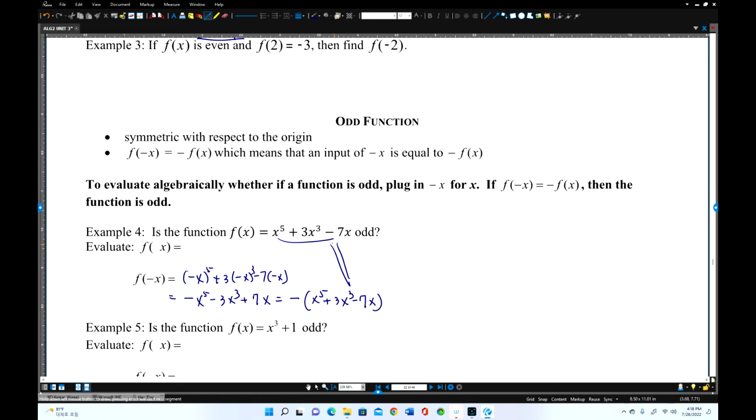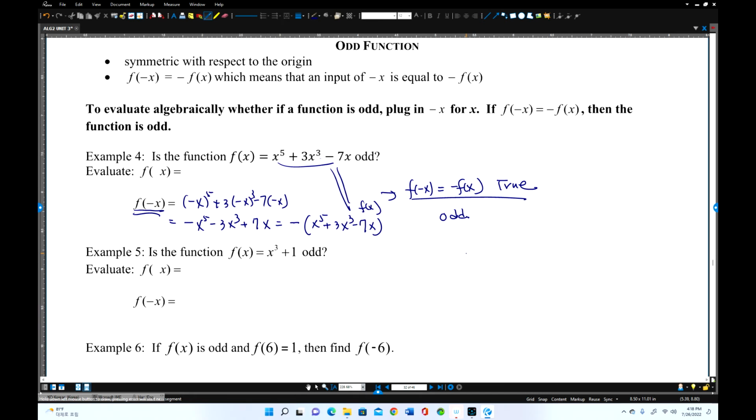Yes? Yeah, they are equal, right? This is f of x. That means what? F of negative x is actually what? Negative f of x. From here we can say that negative f of x equals negative f of x. That's true. So they are odd functions. But this is odd, constant, even, mixed up. That's neither.